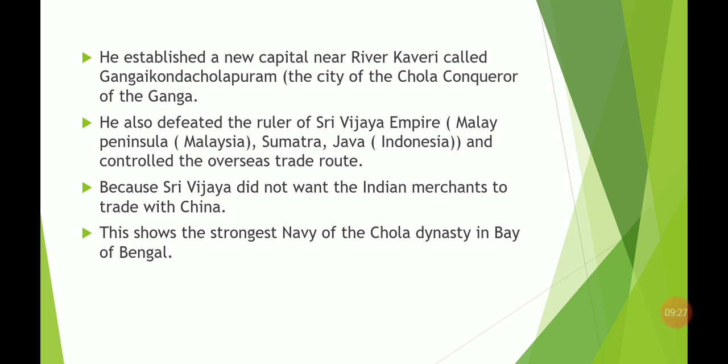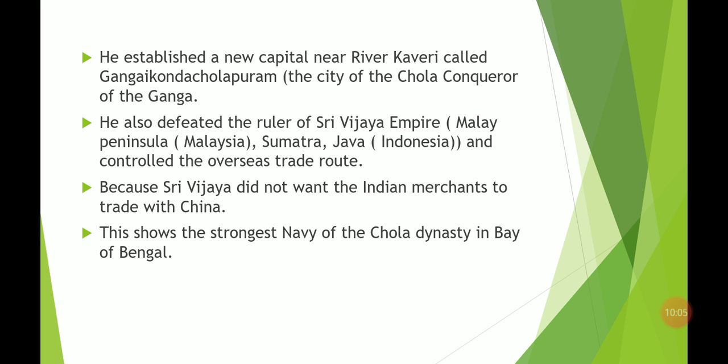Also he defeated the ruler of the Sri Vijaya Empire. The Sri Vijaya Empire is nowadays the area covered by countries like Malaysia, Indonesia, and some part of China as well. Earlier it was known as the Malay Peninsula, Sumatra, Java. These were the areas under the Sri Vijaya Empire, and he annexed them.